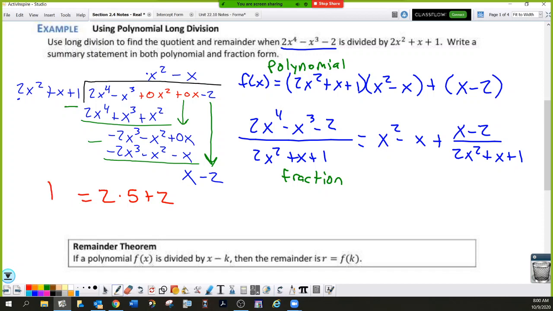Here we go. This is polynomial form. And this is poly. I'm just using a general term, 12. That's polynomial form. And fraction form would have looked like this. 12 divided by 5 is equal to 2 plus the remainder of 2/5. Those two statements say exactly the same thing.